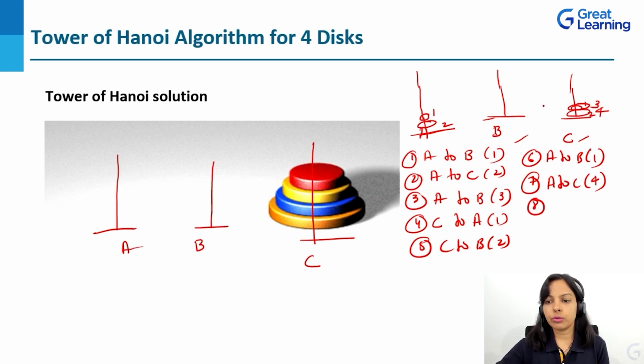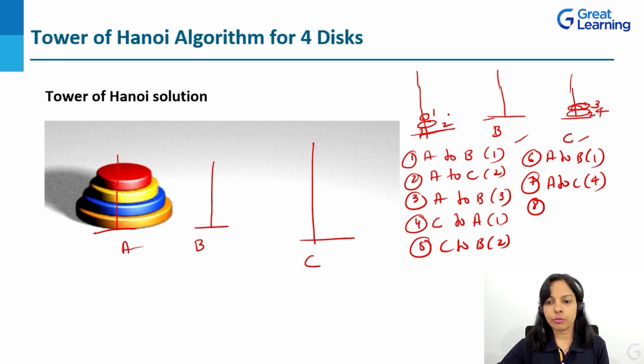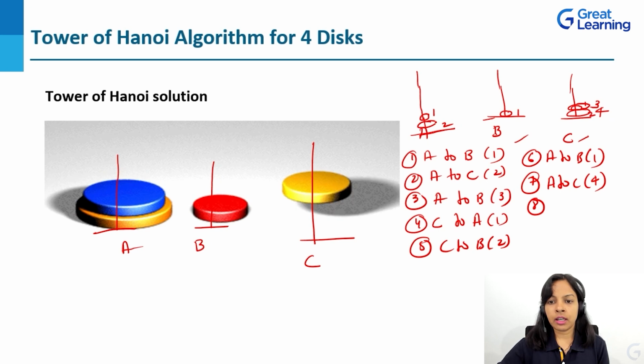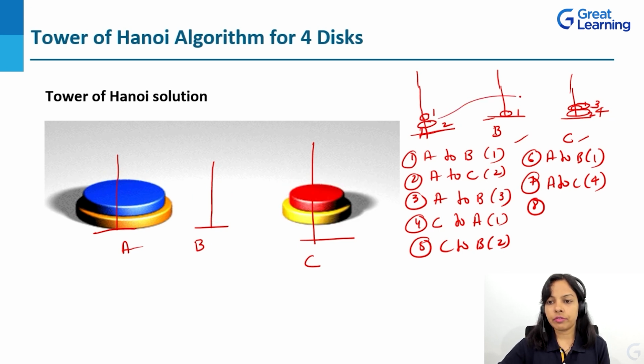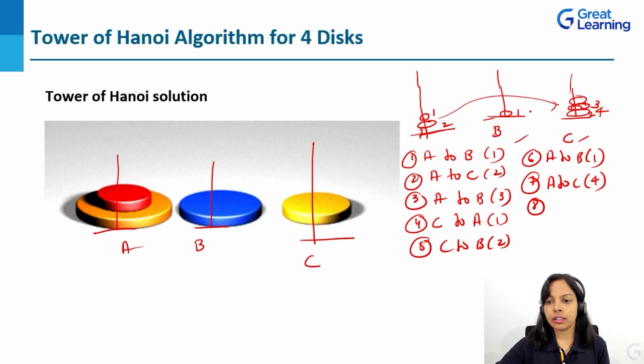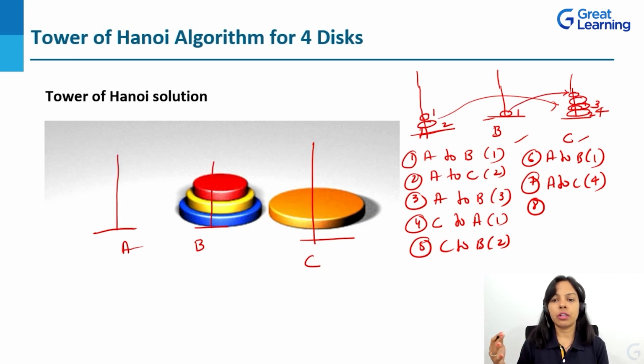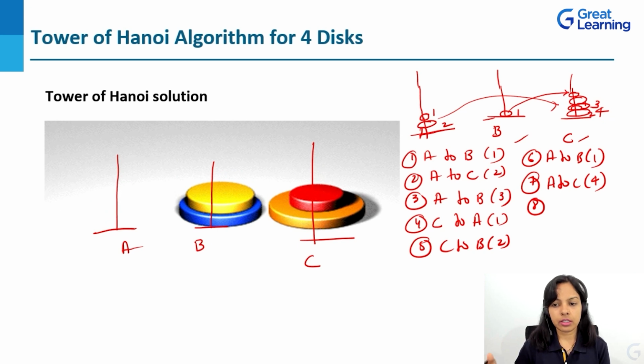You have to shift these two to C with the help of B. So the smallest one will be shifted to B here, and then the last one, that is 2, will be shifted to this, and then the smallest one will be shifted over here. So this is how you will shift all the disks from tower A to tower C.